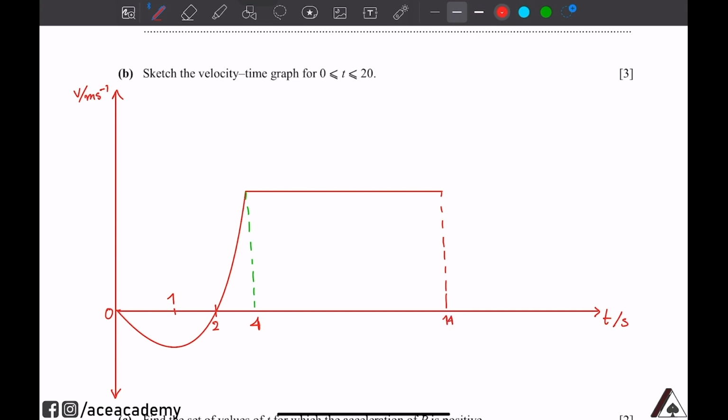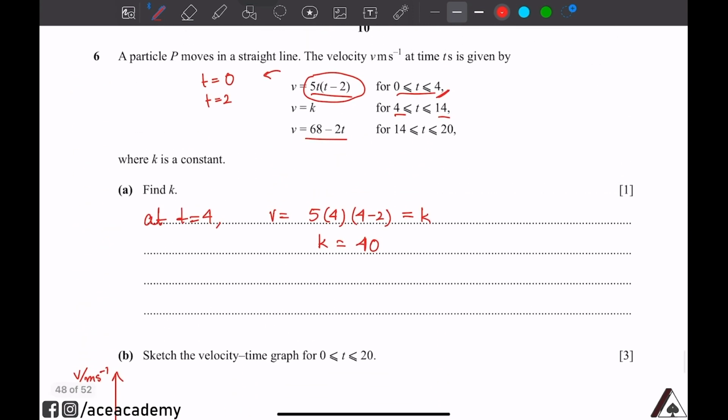And from t equals 14, we have this equation, and it stops at t equals 20. So let's double check where that lies. So v equals 68 minus 2 times 20, which is equal to, let's see, 40. So that's 28. So it only goes down until 28.